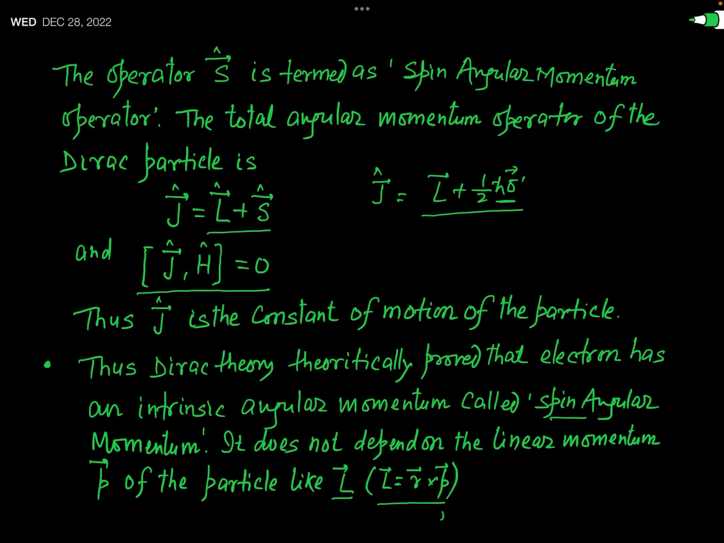It is independent of the linear momentum p, so you can say that there is no connection between the motion of the particle and the spin angular momentum or spin of the particle. So spin is just an intrinsic property like electric charge, like mass. As mass and electric charge are intrinsic properties of a particle, just like that spin is also an intrinsic property, and it has no classical analog.